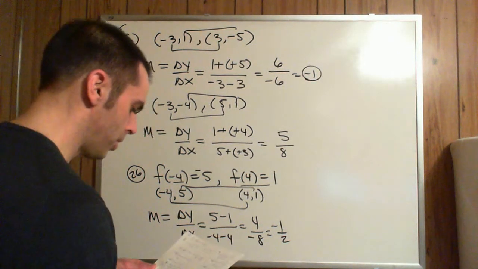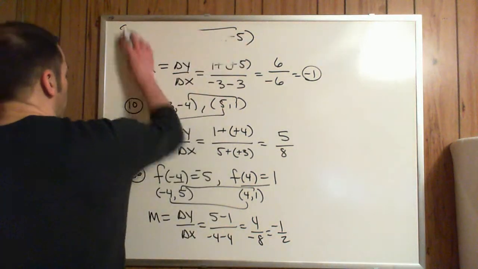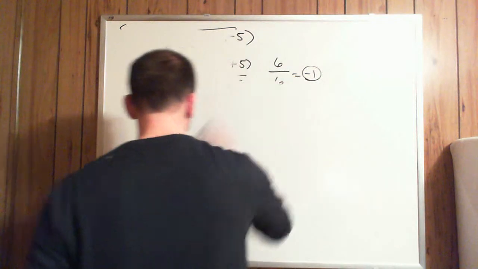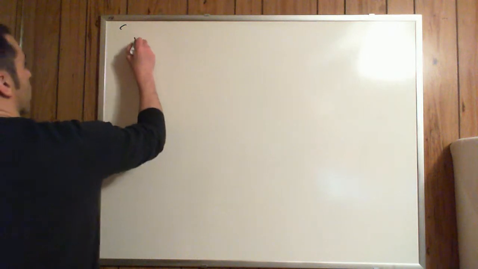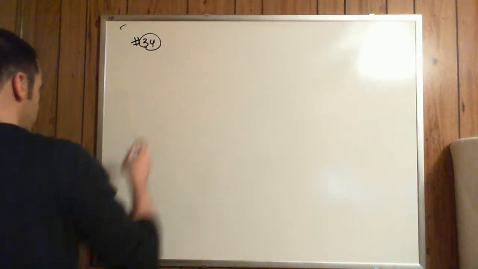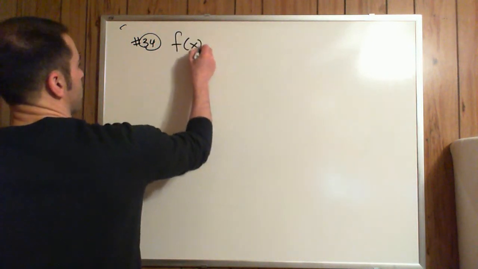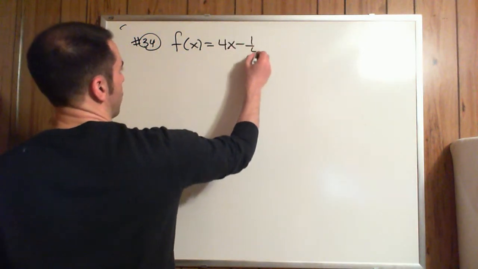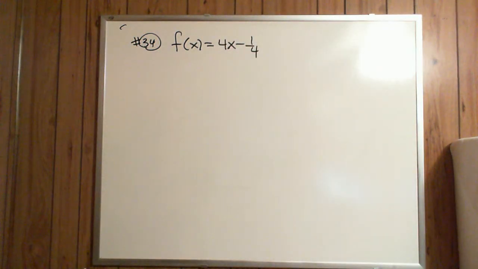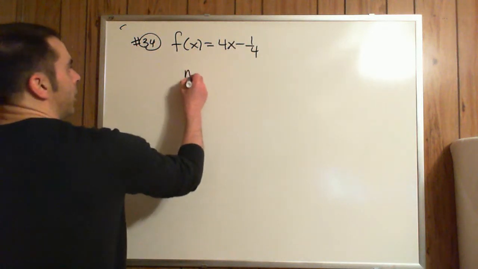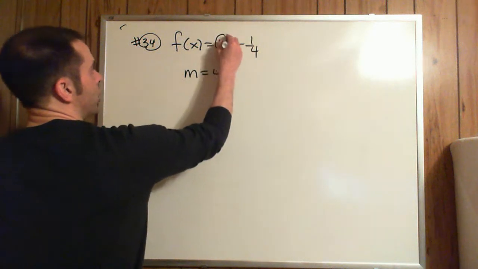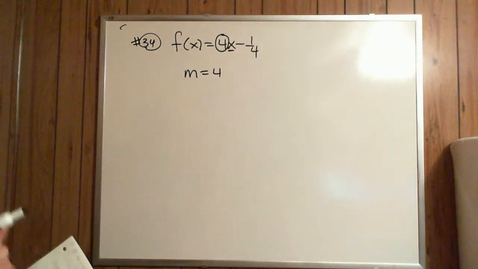Next, I believe also in this section, number 34, we're asked to do a variety of things. And the first thing we're asked to do is to find the slope of a line. Now, number 34. We are asked to identify the slope and the y-intercept. So if f at x equals 4x minus 1/4, we'll recall our linear function form, mx plus b. It has to be solved for y in order to identify the slope. So the slope of this line is 4. It's the coefficient of the x term. It's the number in front of the x term.